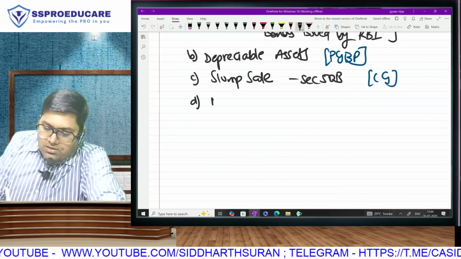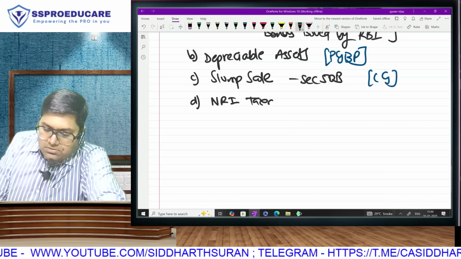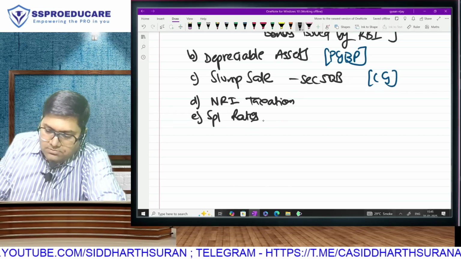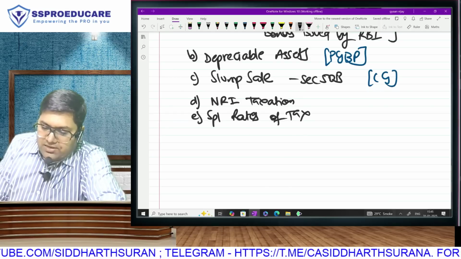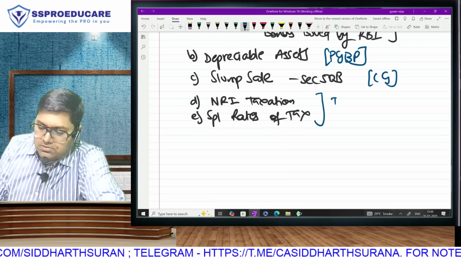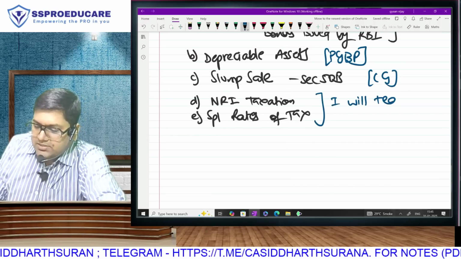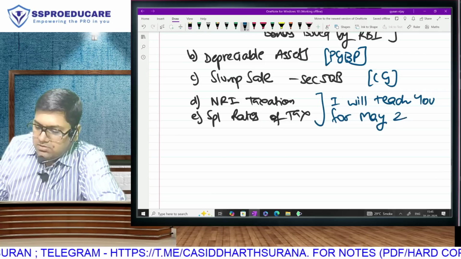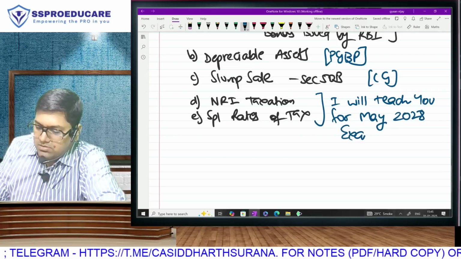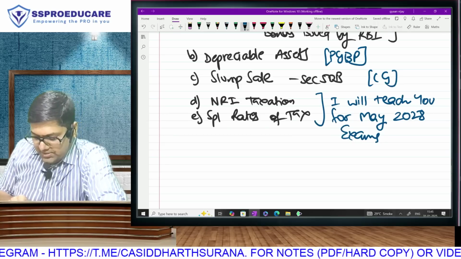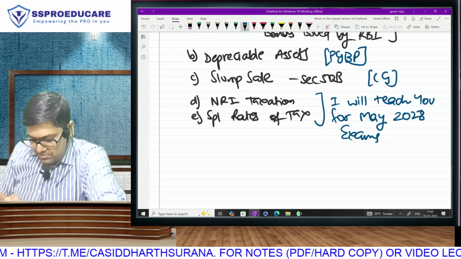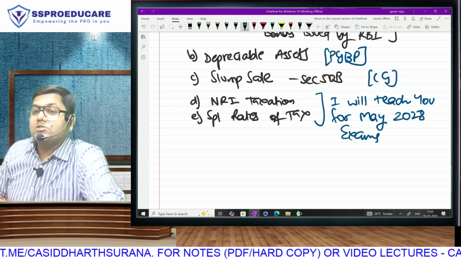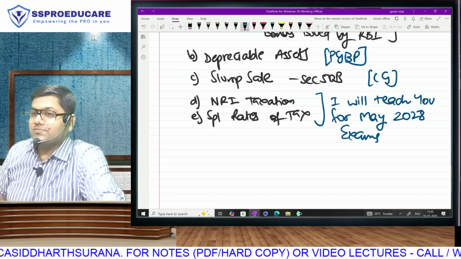Next, NRI taxation and special rates of tax are two cases where indexation benefit is not available, as Hitesh has already confirmed. So for Hitesh, I have written this. And this is not applicable to the others.